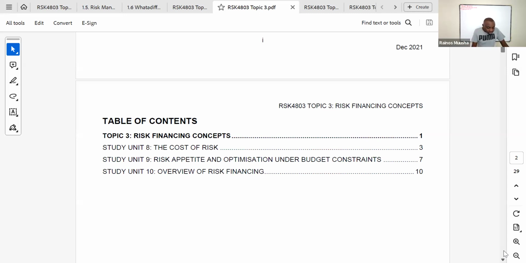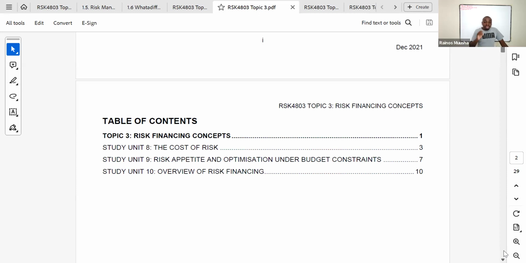Then we look at study unit 9, which looks at risk appetite and optimization under budget constraints. And here we are looking at efficiency. And at the same time, we're also looking at that concept where we said, when you look at financial management, we say the goal of the firm is to maximize shareholders' wealth. Now, in order to maximize shareholders' wealth, what do we see when it comes to the relationship between risk and return? We said the investor wants to make sure that they maximize their return for a given level of risk. And at the same time, they want to minimize their risk for a given level of return as well.